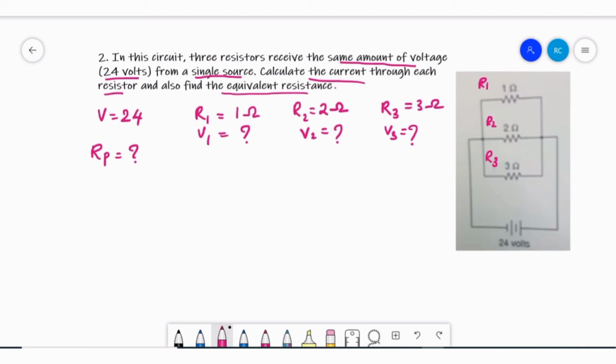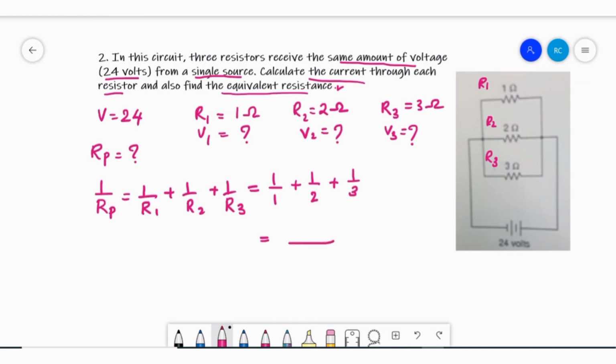Now, we can calculate the equivalent resistance or the total resistance in the parallel circuit first. So 1 by Rp is equal to 1 by R1 plus 1 by R2 plus 1 by R3. Now R1 is 1, so 1 by 1, plus R2 is 2, so it is 1 by 2, and R3 is 3, so it is 1 by 3. So total it will be coming in this way. You have to take the LCM. So 1 into 2 into 3, the LCM comes to 6.